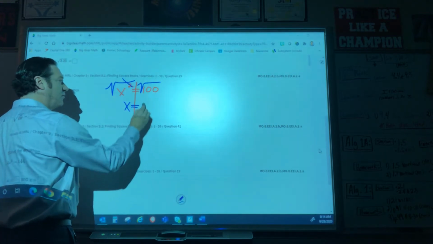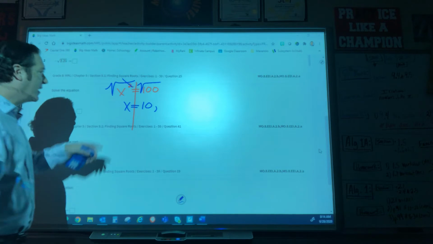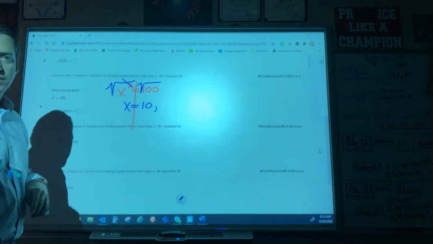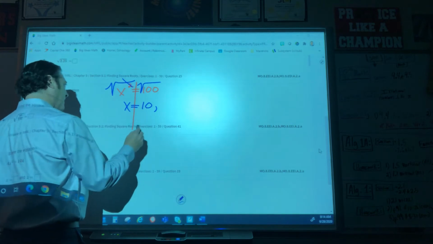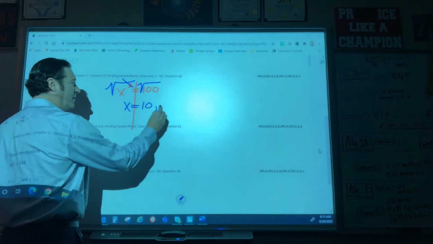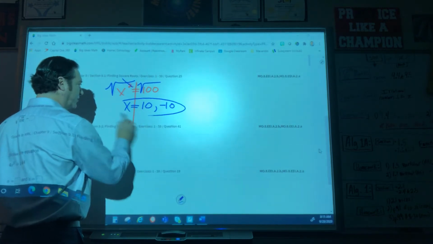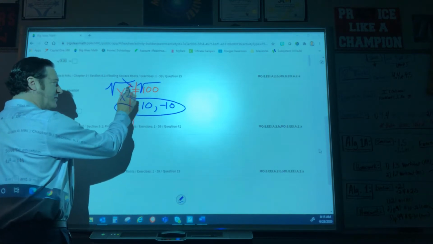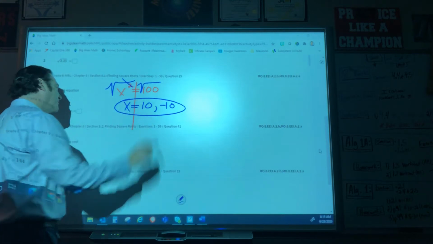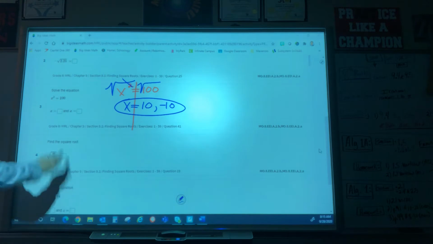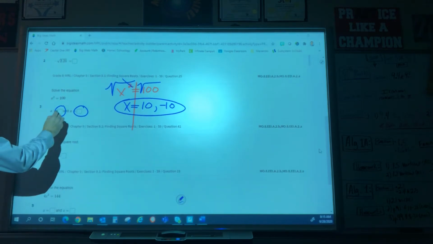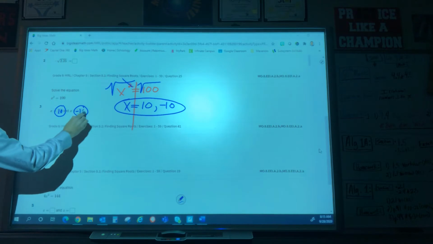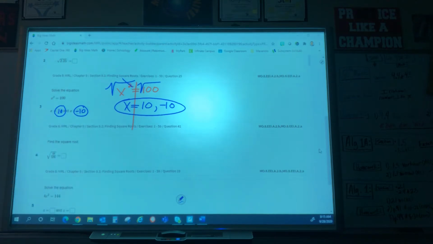The square root of 100 will be 10. But remember, whenever you're solving for a variable with square root, you're always going to get two answers. Because 10 will work, 10 squared is 100, but negative 10 will also work. Negative 10 times negative 10 will also give me positive 100. You also see that there's two answer choices right there. Plug those in, 10 and negative 10.